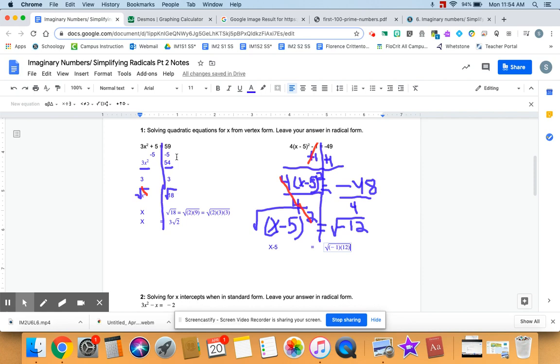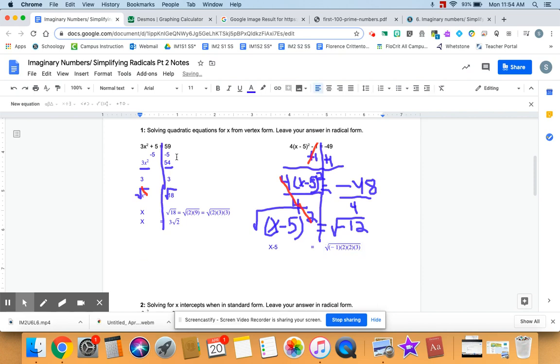So I'm going to bring out the -1, and then the 12, if I divide it by 2, it becomes 6. And then if I divide 6 by 2, it becomes 3. And then I'm down to all prime numbers. So anything that can come out should. So on this side, I still have x minus 5.